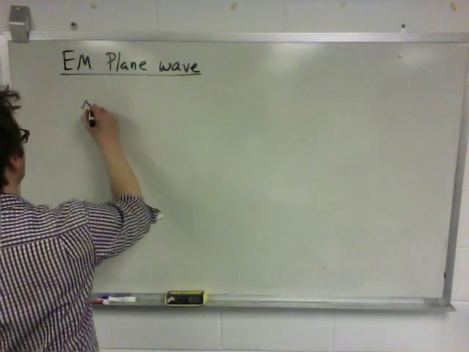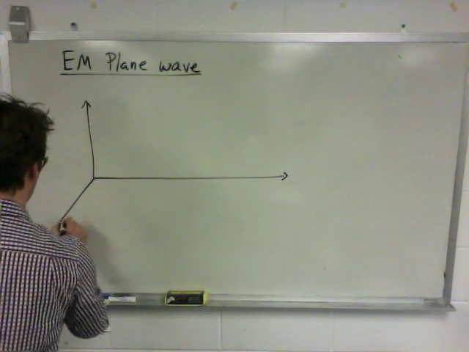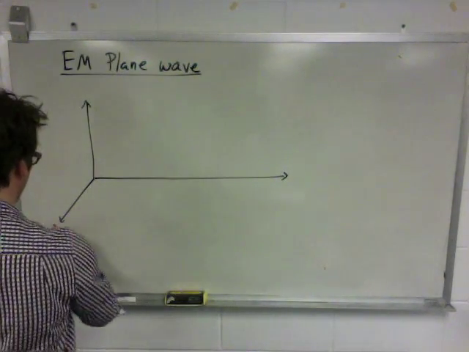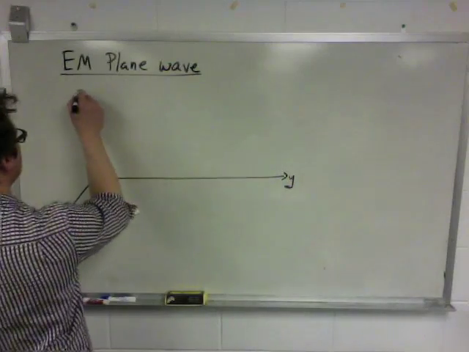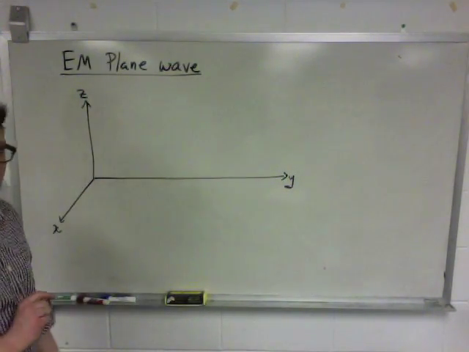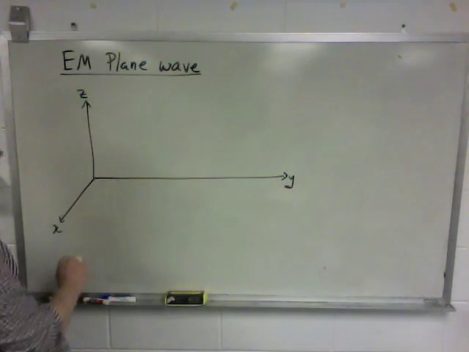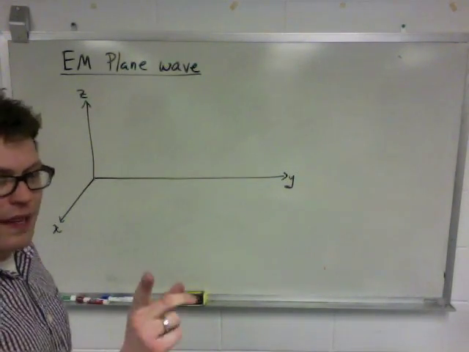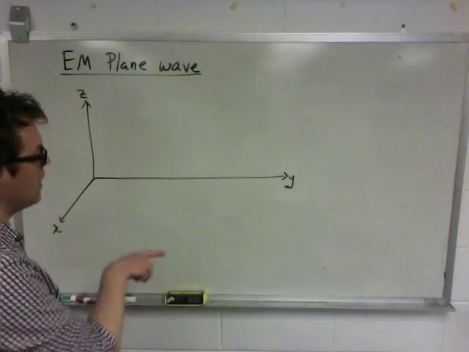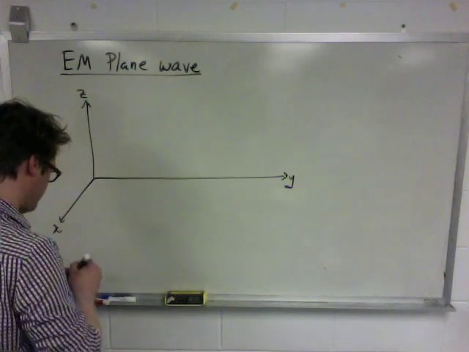Okay, so I'm going to draw myself a set of axes. Let's call this our x-axis, this is our y-axis, and this is our z-axis. Let's imagine that I have my charge sitting on the z-axis and I have it oscillating up and down in time like that. You know what that's going to do? That's going to create these ripples in the electric field that are then going to propagate outward, say in the positive y direction.